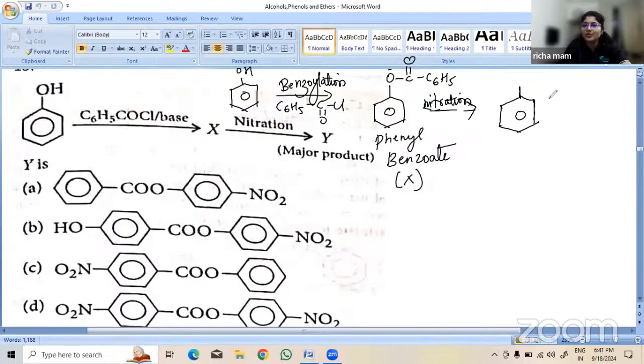What type of group is it? It is an electron withdrawing group, so it is ortho para directing. When you see ortho and para, para is the major product. After nitration you get both the ortho and para products, but which is major? They have asked for the major product. So it is para substituted. At the para position you have a nitro group. So this is the compound.